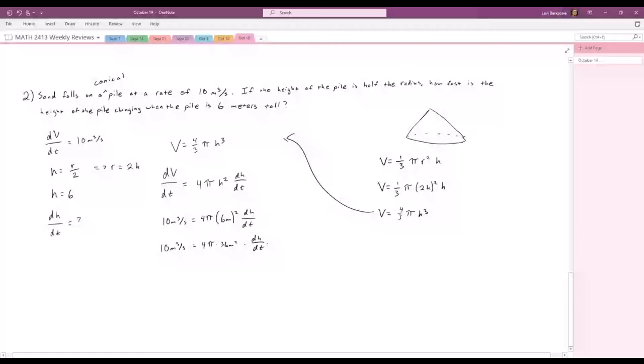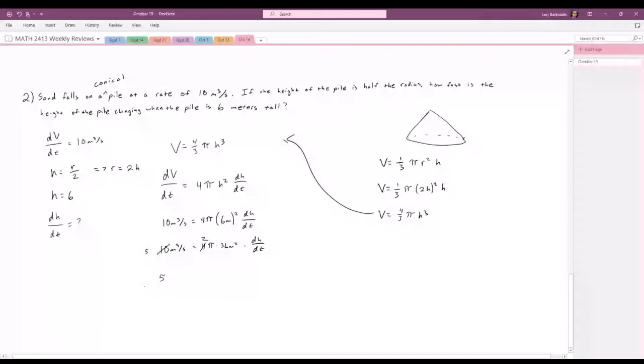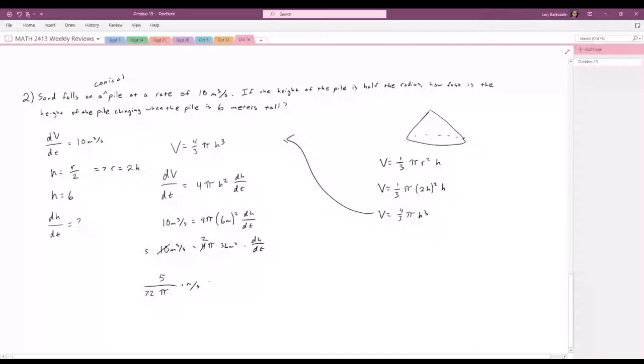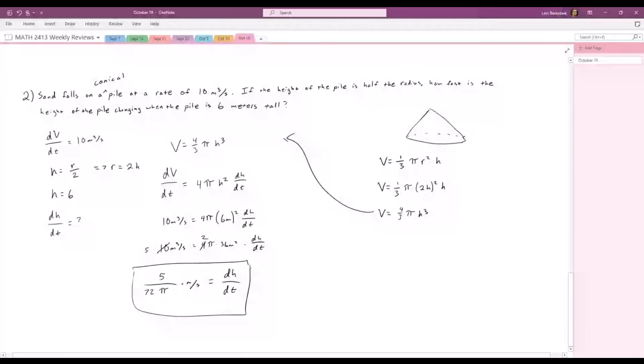And now we can divide both sides by 4 pi times 36 meters squared. And I'm going to turn this into a 5 and this into a 2 before I start. So then I have 5 divided by 2 times 36 is 72. I still have my pi. Now I have meters cubed divided by meters squared leaves me with meters. And I still have my divided by seconds. So the answer is 5/72 pi meters per second.